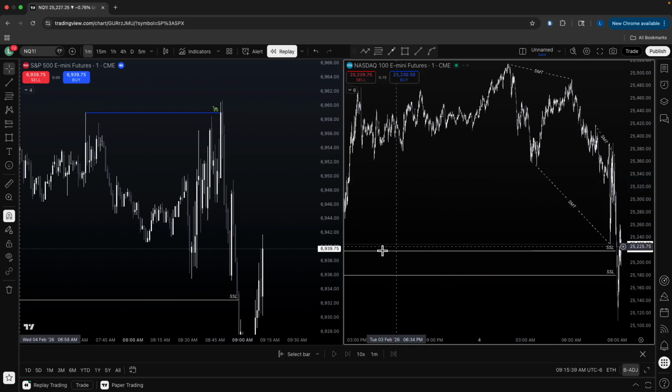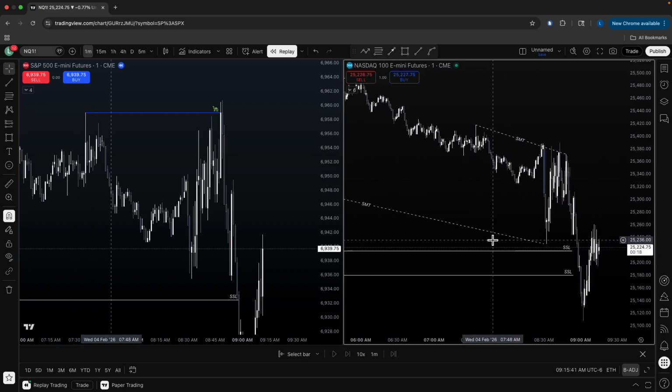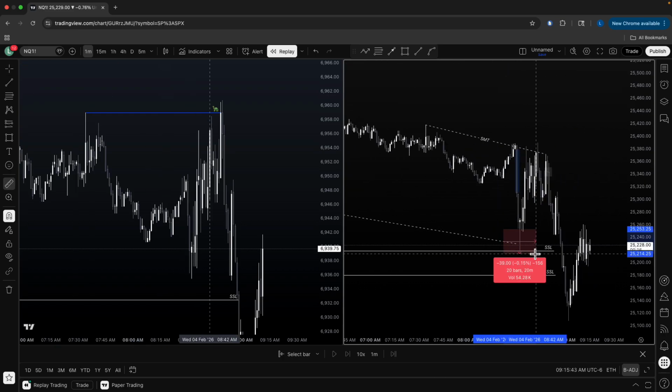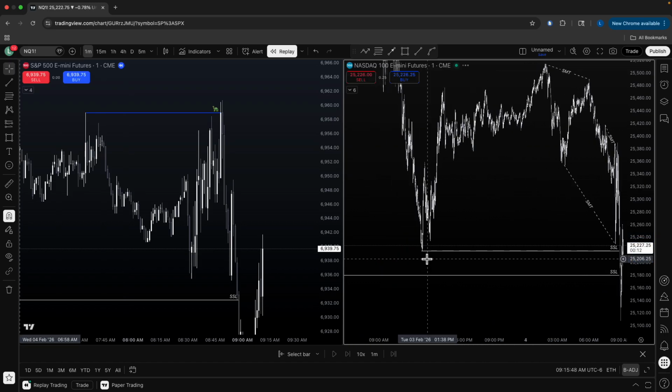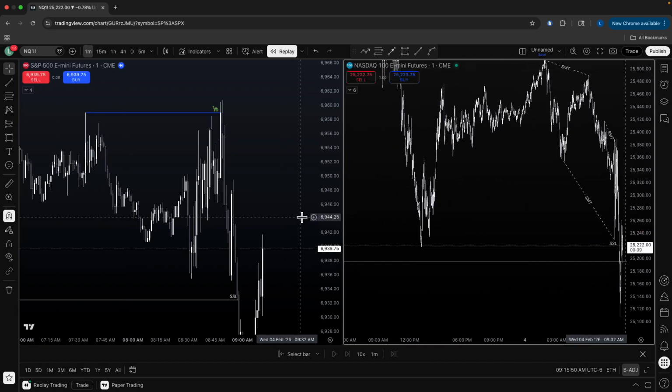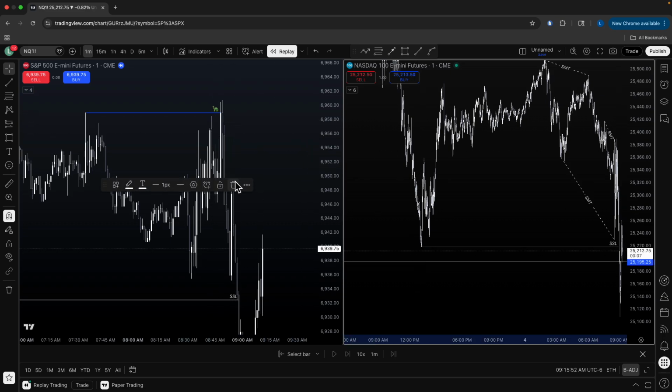But notice, do we sweep this low? No. We generate more sell side liquidity. So we've got the low that was left after market open. We've got Tuesday's low here. We've got Monday's low over here. You know where that is. Let me just delete this.